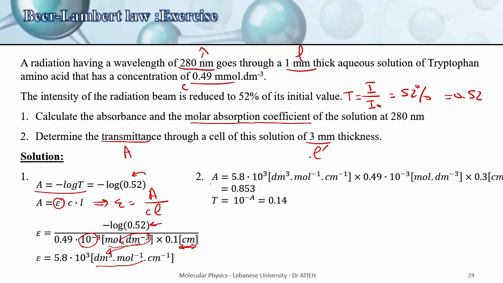Epsilon is constant always. So once we find it, it doesn't change. But if we change L, A will change. Okay.